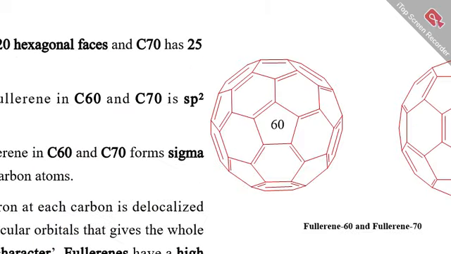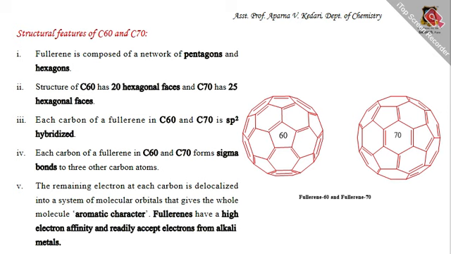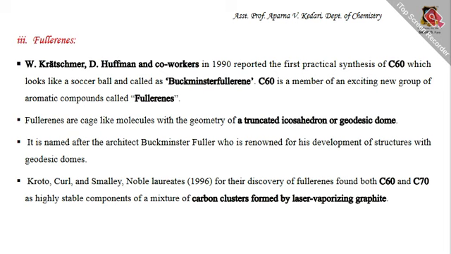Then the structure of fullerenes. Fullerenes: Kratschmer, Huffman and co-workers in 1990 reported the first practical synthesis of C60, which looks like a soccer ball and is also called Buckminsterfullerene, a member of a new group of aromatic compounds called fullerenes. Fullerenes are cage-like molecules with the geometry of a truncated icosahedron or geodesic dome.